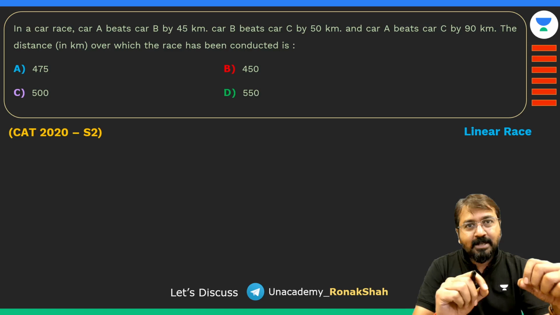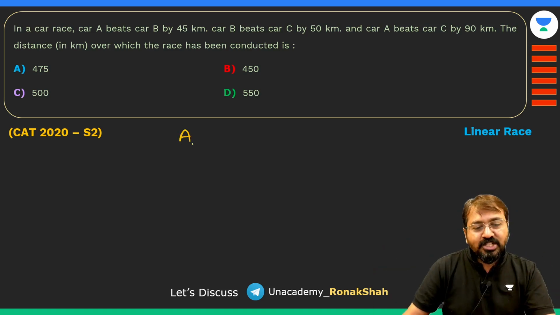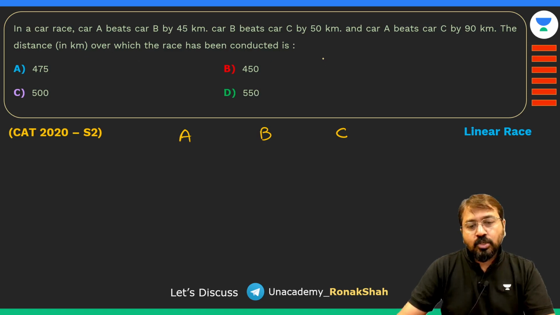You need to understand the concepts thoroughly, and you need to be cautious about your calculation. Right. So let's solve this question quickly. It's a very simple question. So A, B, C, we don't know what is the length of the race. So we can assume it was of X kilometer.